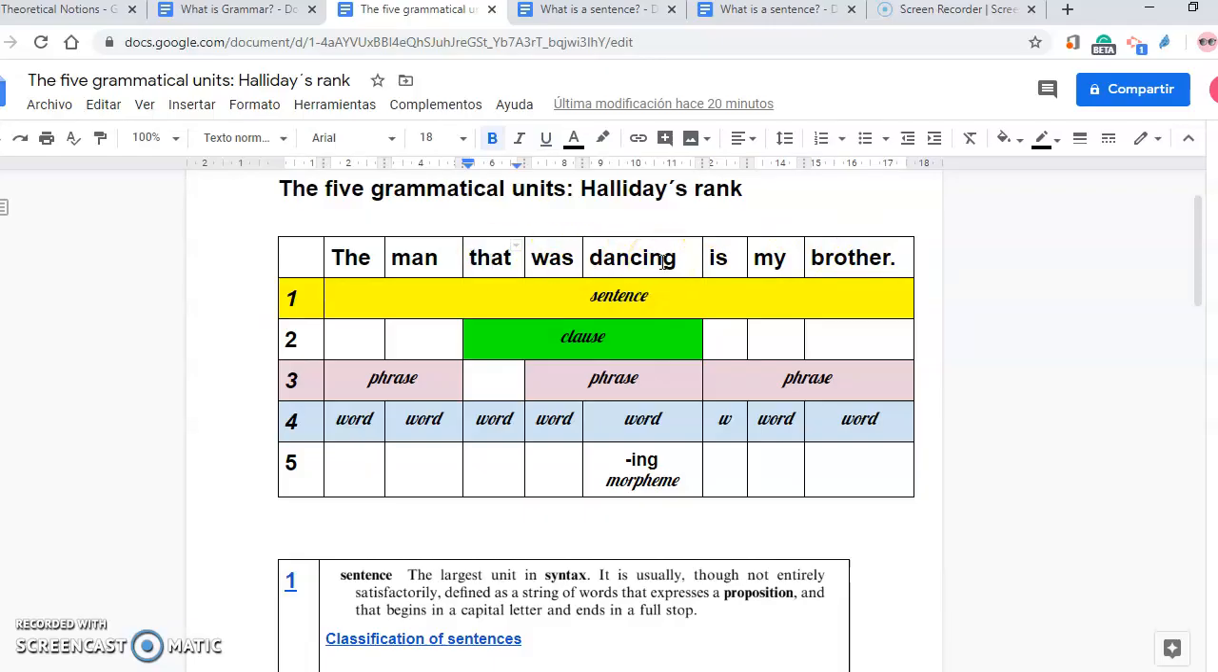This comes from 2 sentences, or 2 ideas. The man is my brother. The man was dancing. So this has been blended into only one. But this renders the fact that there is a sentence, and within that sentence there is a clause. And that clause is subordinated to the main sentence, to the main clause, that is, the man is my brother.